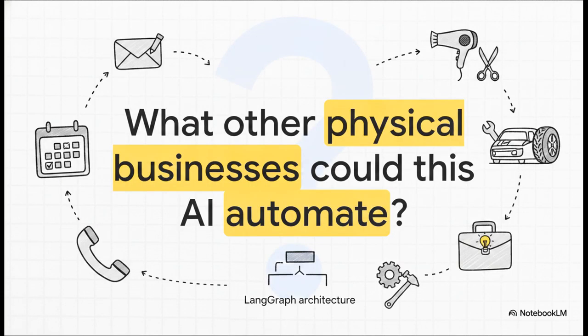We have covered a massive amount of ground in this explainer today, from user journeys to conditional routing inside LangGraph. But I want to leave you with one final provocative question. If this exact LangGraph architecture can flawlessly run a dentist schedule, checking calendars, drafting emails, making phone calls, what other physical businesses could it automate? Salons? Auto repair shops? Consulting firms? The architecture is there. The tools are there. It is just waiting for you to build it.